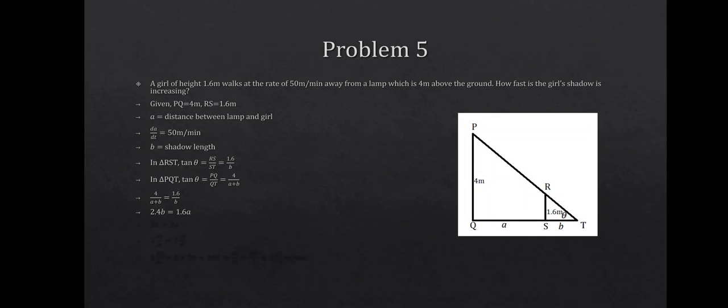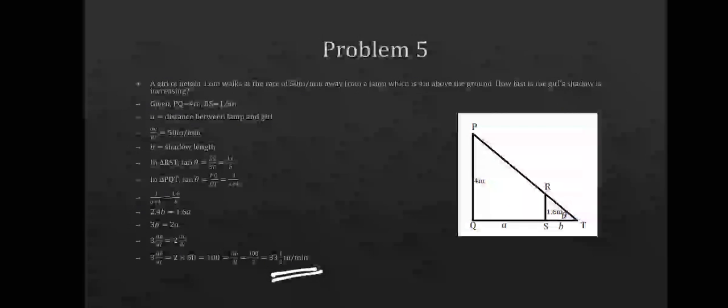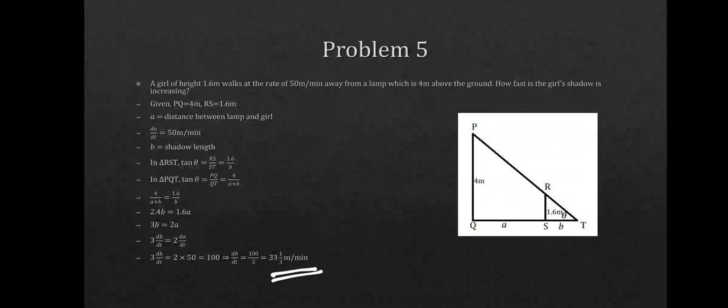After doing all our calculation, we get 2.4b is equal to 1.6a. Simplifying it again, I get 3b equals 2a. Now let us do the derivative. So 3 dB/dt is equal to 2 dA/dt. I already know dA/dt is 50. Putting the value and doing our calculation, I have dB/dt is equal to 33 1/3 meters per minute. Therefore the shadow length is increasing at the rate of 33 1/3 meter per minute. Fine.